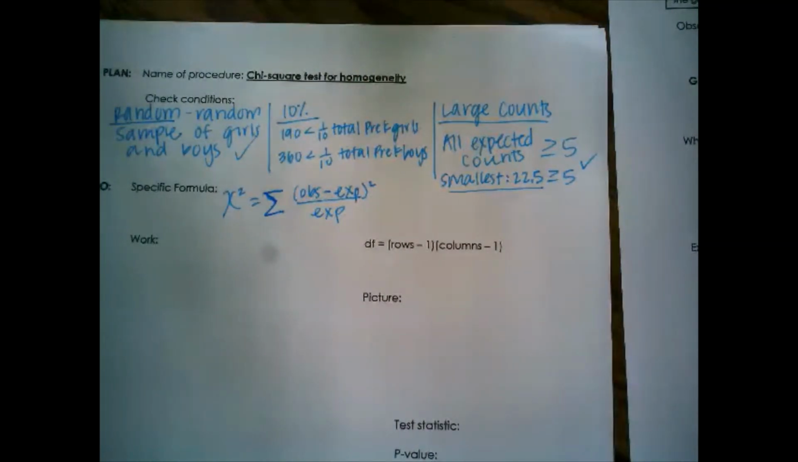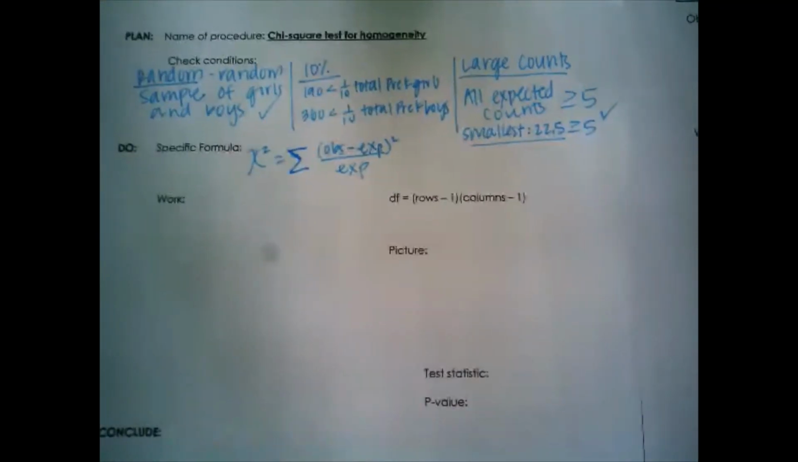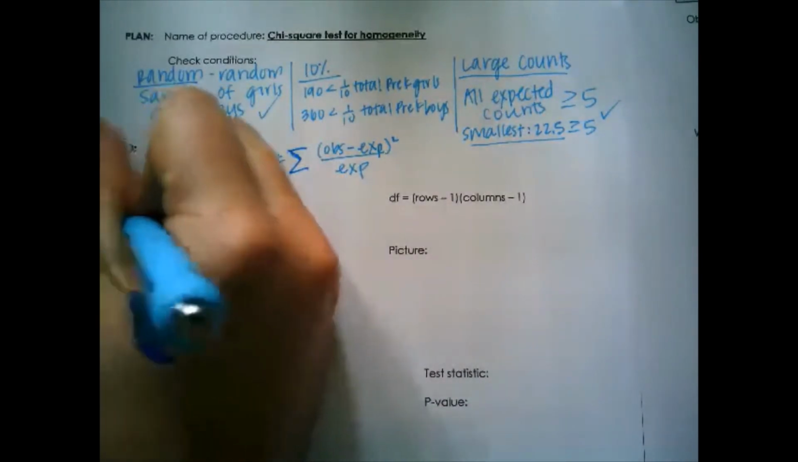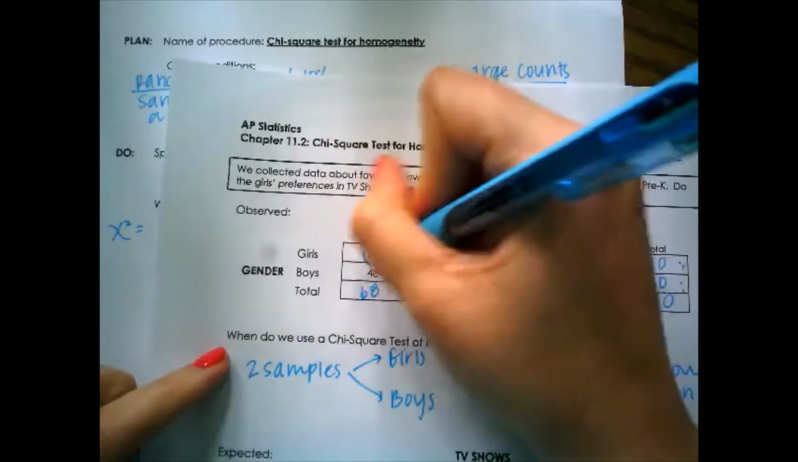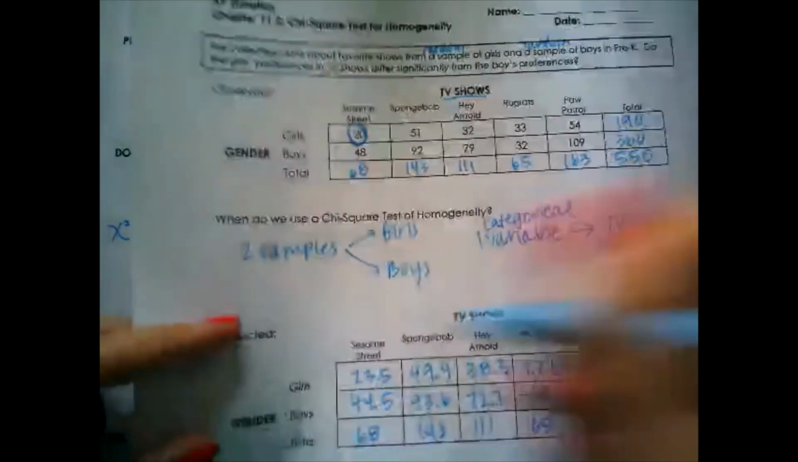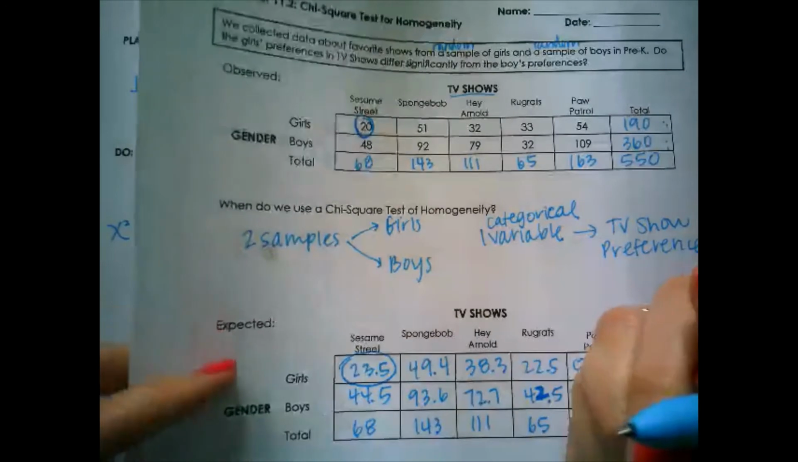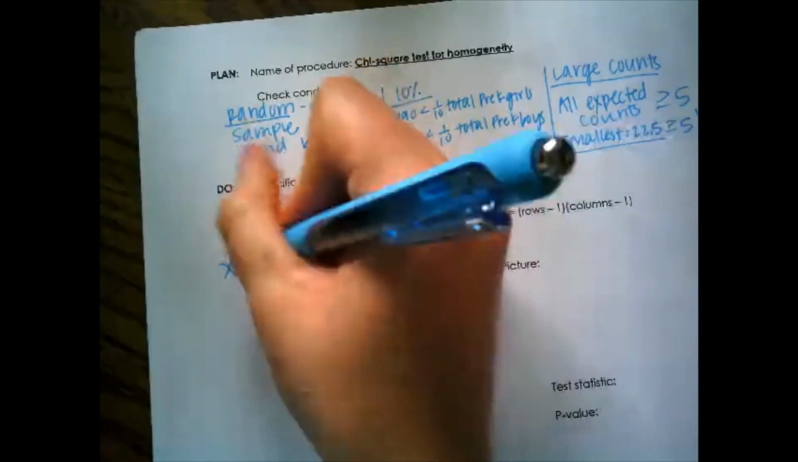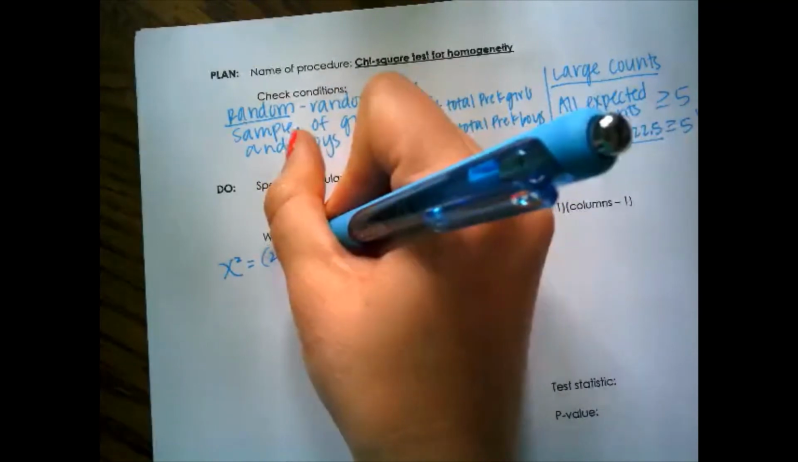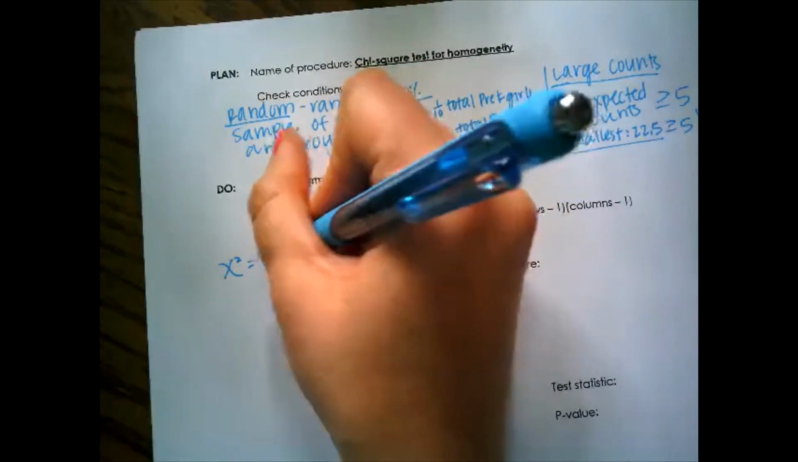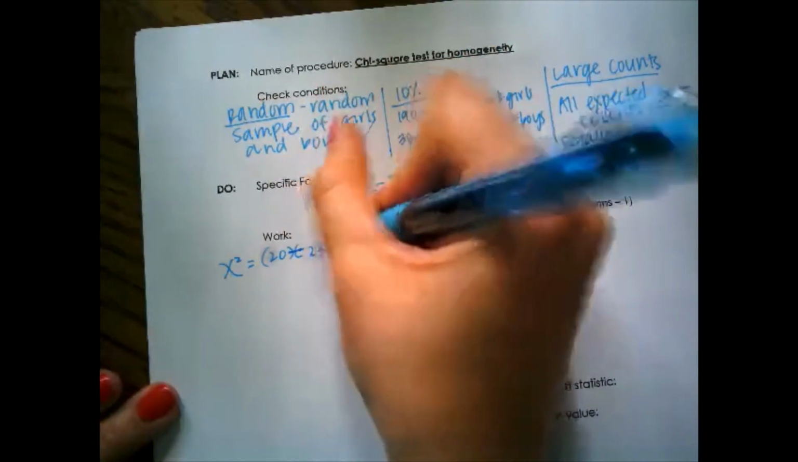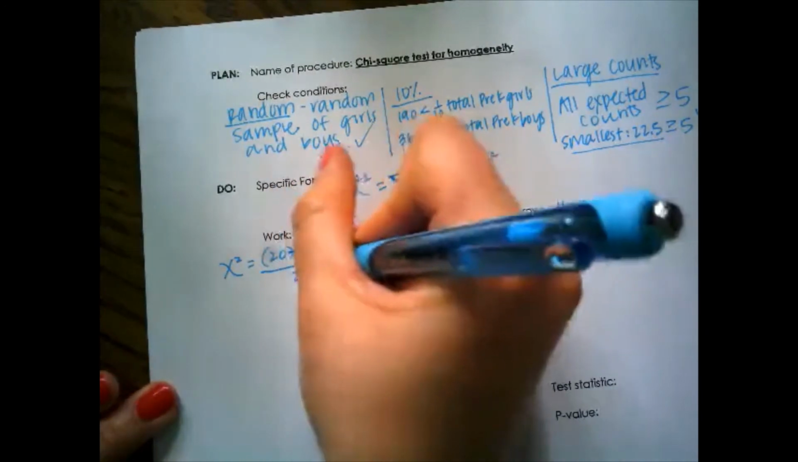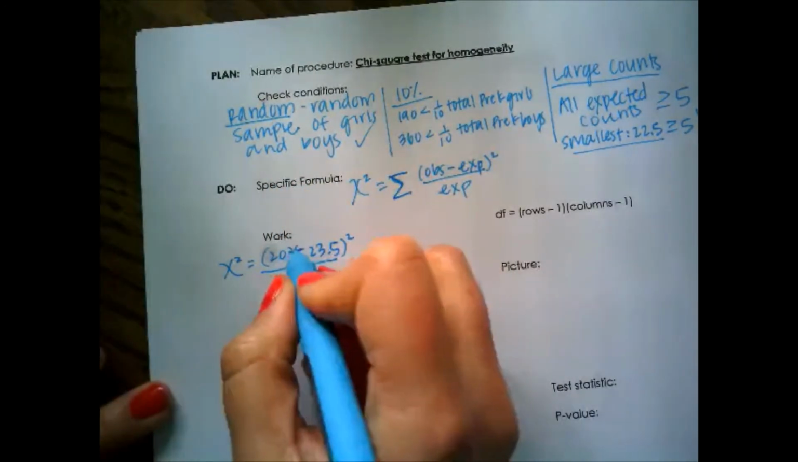So let's actually write out our work here. To get our chi-squared, I'll go back to my little picture here. So we observe, for instance, girls who like Sesame Street. There's 20 of them. We expected there to be 23.5. So we're going to say 20 minus 23.5 squared over 23.5.